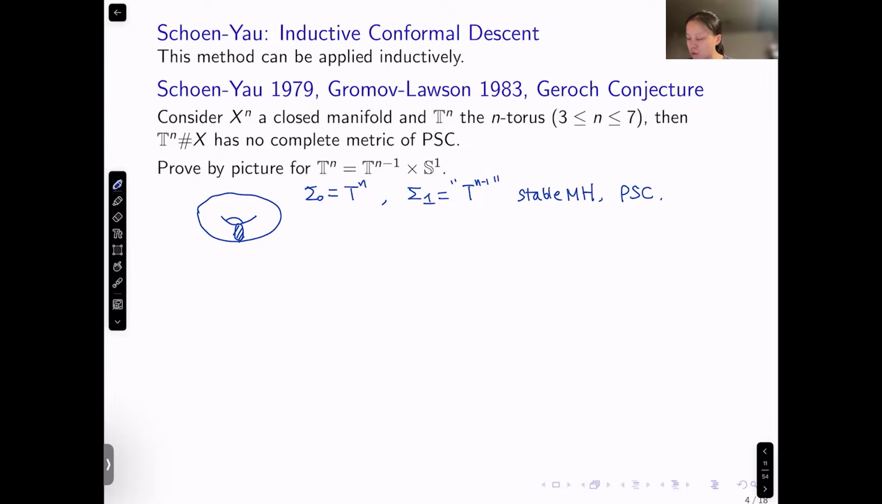And now you can continue with sigma 1 to get sigma 2, that's also a stable minimal hypersurface inside sigma 1, and it also has PSC. And you can continue doing so until eventually you get a surface.